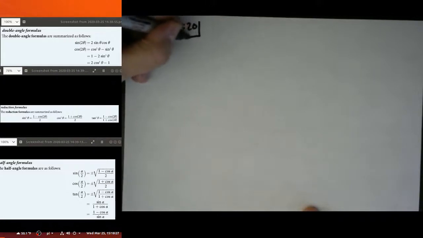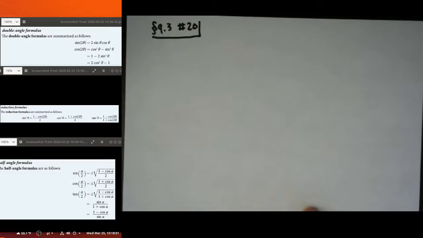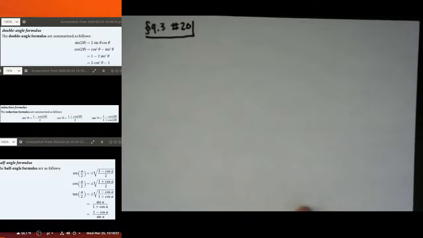Alright, now I'd like to do section 9.3, number 20. Now, this problem again is using half angle formulas, but now it's a little different because we're going to have an x in here that we don't know, whereas before we were just computing it at those values.